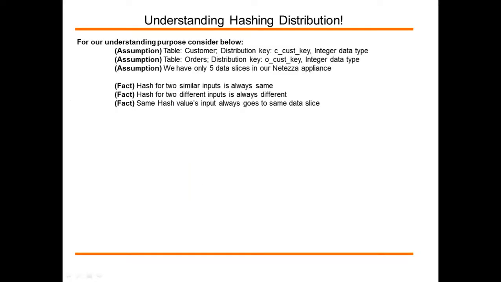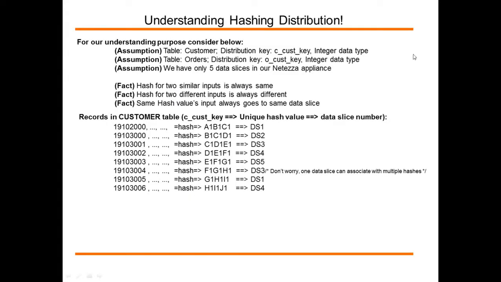Now if I assume I have a customer record like this. Customer record started with customer ID 19102000, some data. I'm applying a hashing algorithm. It generated A1, B1, C1 and it went to disk 1, data slice ID 1. Like this, others went to 2, 3, 4, 5, 3, 1, 4.